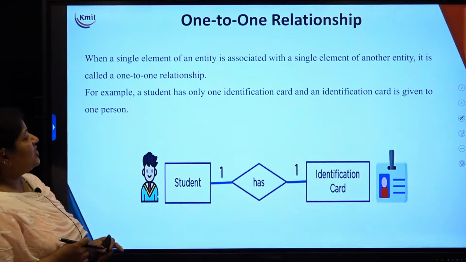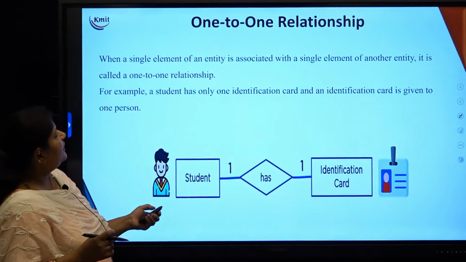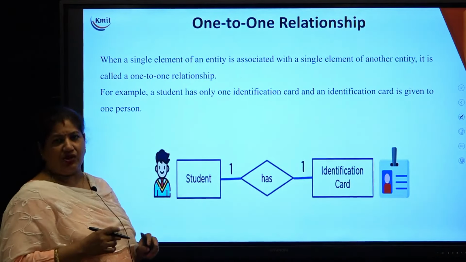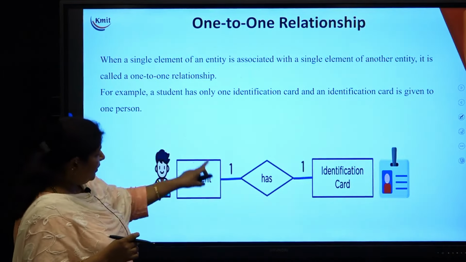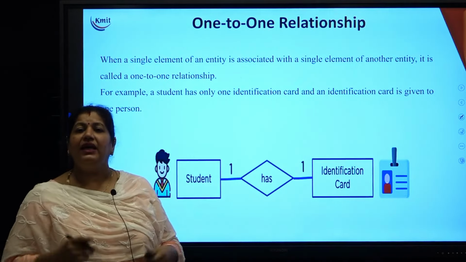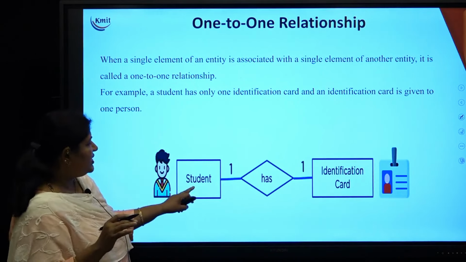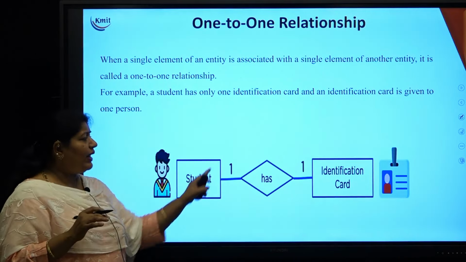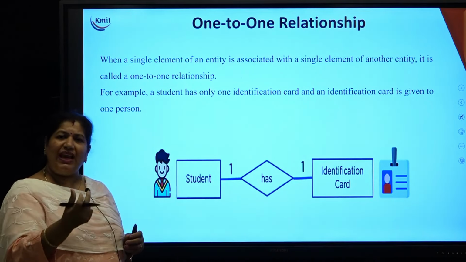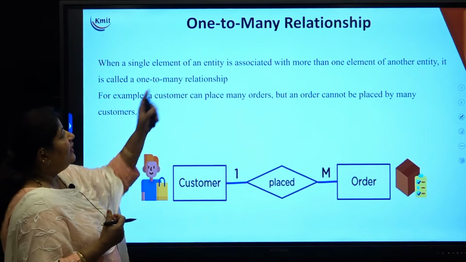Coming to the relationship types, we have one-to-one, one-to-many, many-to-one and many-to-many. What do we mean by one-to-one relationship? When a single element of an entity is associated with a single element of another entity, it is called a one-to-one relationship. This is very rarely used, but let me tell you an example. A student may have an identification card. In the college, a student will have one ID card. So, one-to-one: one entity is associated with one.